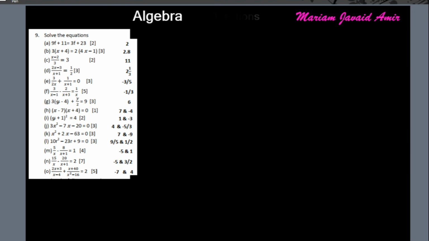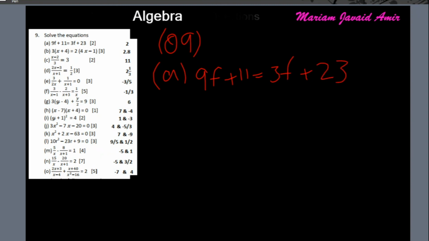Question number 9. Part A, which is 9f plus 11 equals 3f plus 23. The question says solve the equation. That means we need to find the value of the variable. So this becomes 6f equals 12 and f equals 2.